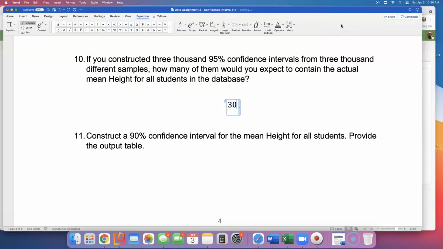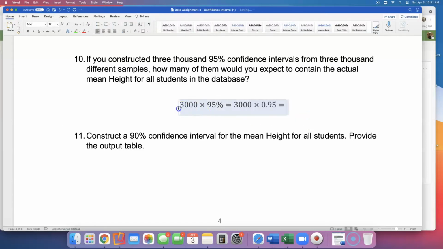If you make 3,000 confidence intervals, how many of them will capture the true population mean? 95% of them will capture the true population mean. So what is 3,000 times 95%, which in decimal is 0.95? I'll ask you to finish that one up. It's going to be a number, something like 2,000 something, that will capture the true population mean. If you want to be 99%, you will change that to 0.99, but that is how you would do number 10.